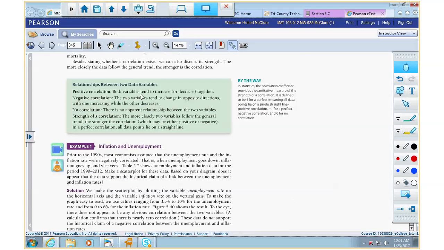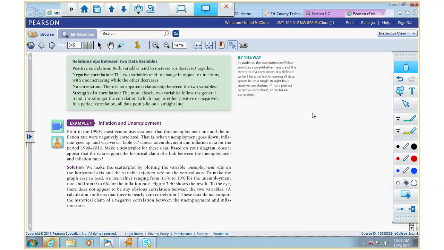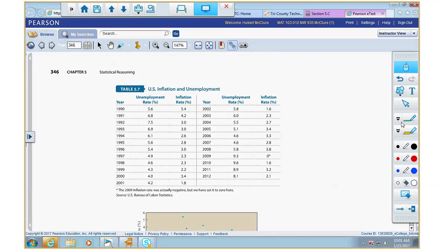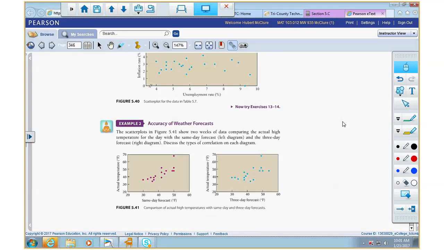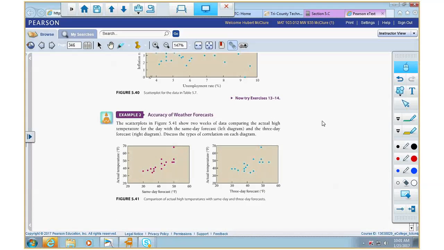Positive correlation: both variables tend to increase or decrease together. Negative correlation: the two variables tend to change in opposite directions. No correlation: there's no apparent relationship. Strength of correlation: how steep a correlation line is. Okay? I mean, you could think of all kinds of correlations. Accuracy of weather forecasts. Positive correlation.